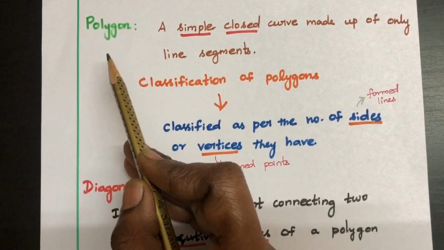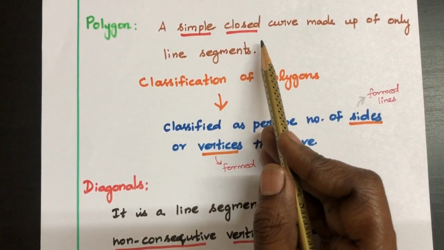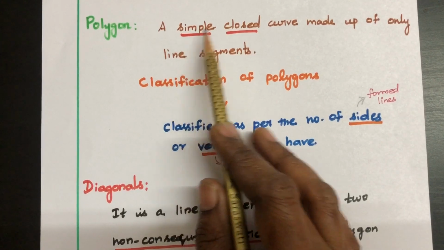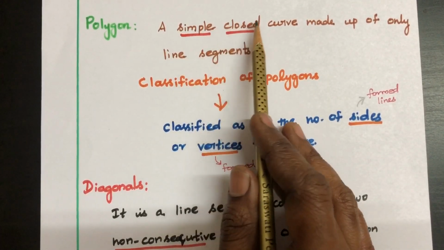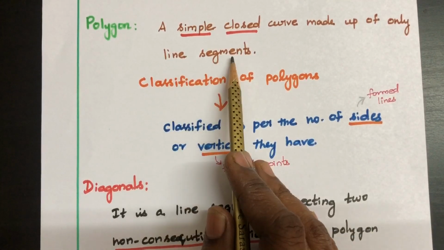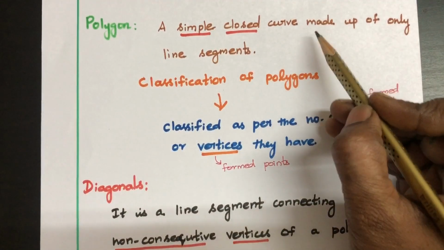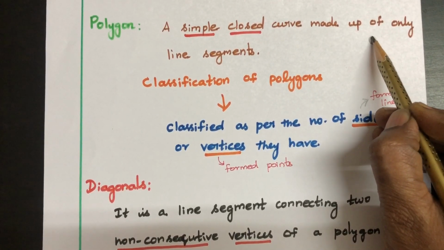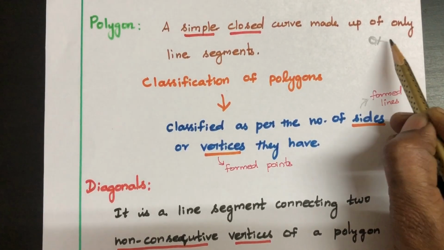Here comes the main part of the chapter, polygon. A simple closed curve made up of only line segments. We have just learned the simple closed curve. If this simple closed curve is made up of only line segments, then it is called a polygon, right? Only lines. That means it should not be a curved thing. This is also a simple closed curve, but this is not a polygon.